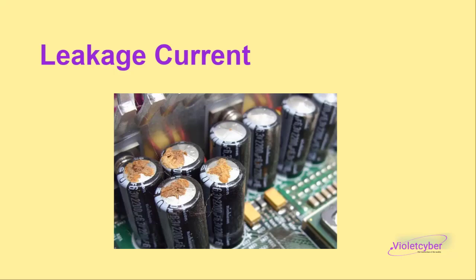Leakage current. Some capacitors, such as electrolytic capacitors, have leakage currents over time, which can cause problems in voltage-sensitive or timing-sensitive circuits. For precise circuits and analog signals, use capacitors with very low leakage current, such as ceramic or polyester film capacitors.